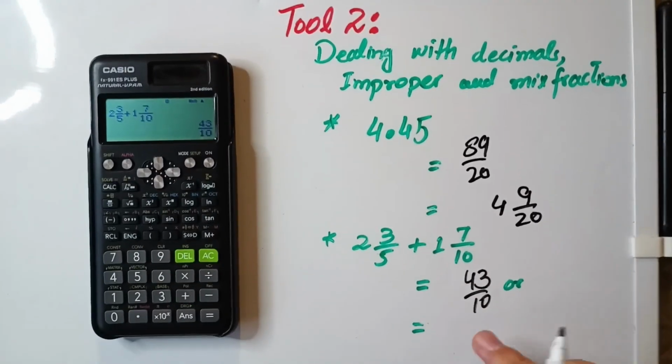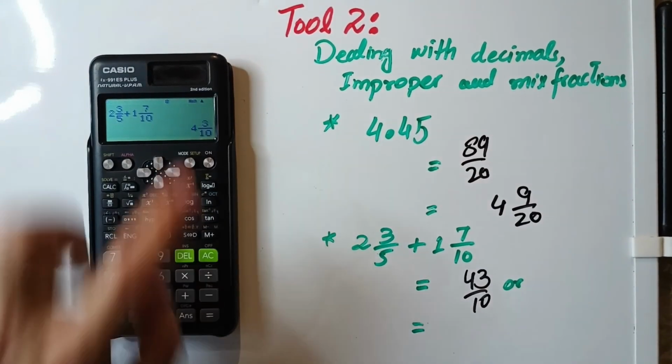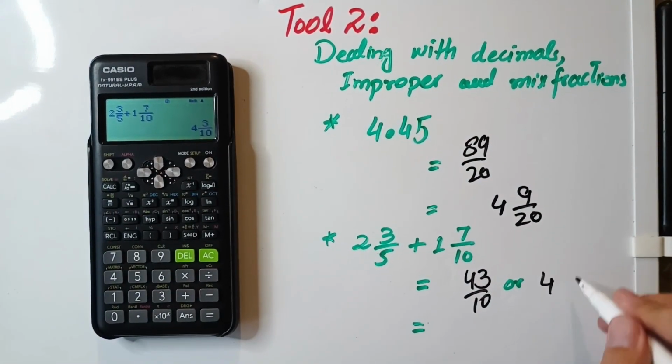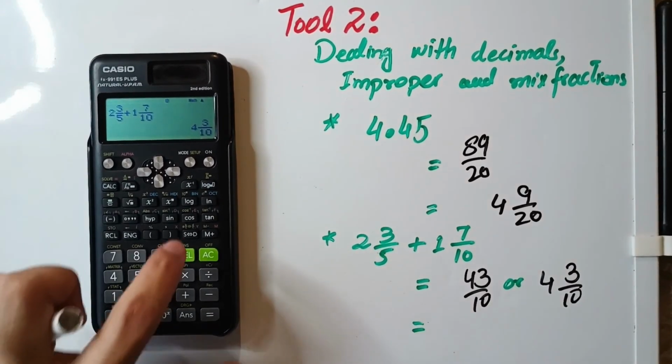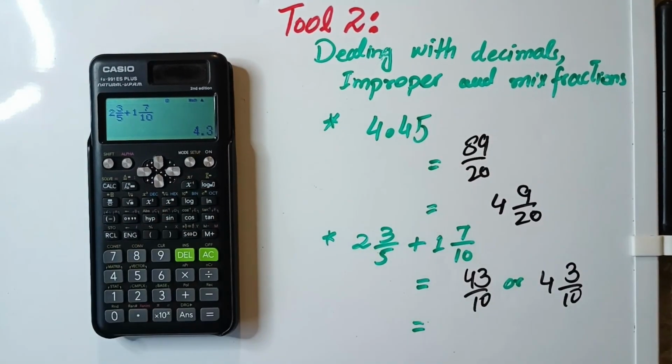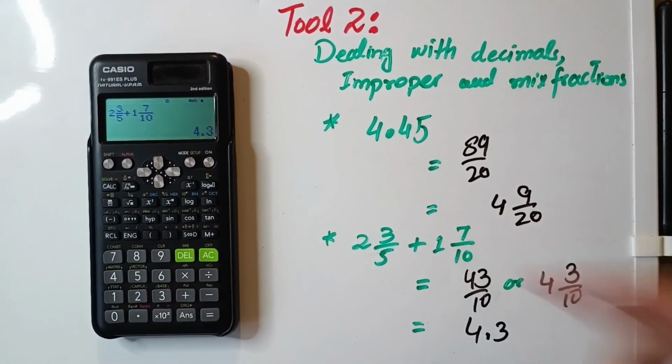And if I want to convert this fraction into a mixed fraction, press shift and S2D button. It gives us 4 whole 3 upon 10. And if I want this answer in decimal form, it will be 4.3. So that's how we deal with decimals, mixed fractions and improper ones.